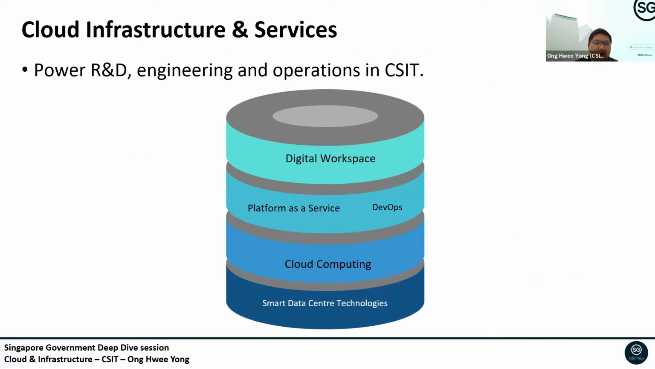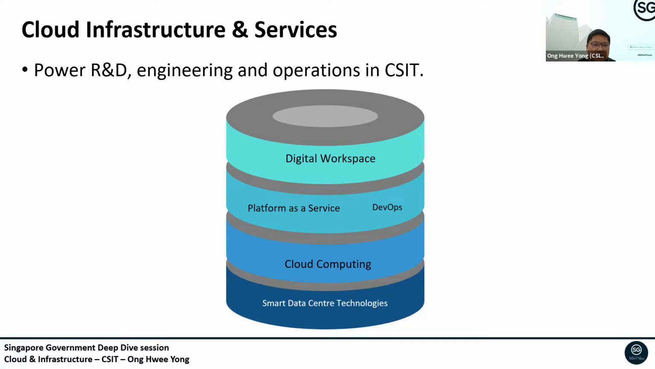This is a very high-level overview of what we do in the cloud and services domain. Our job covers a wide span of technology, ranging from digital workspace to platform as a service, to cloud computing, which is essentially infra as a service, to smart data centers. So what do we do in each of these?